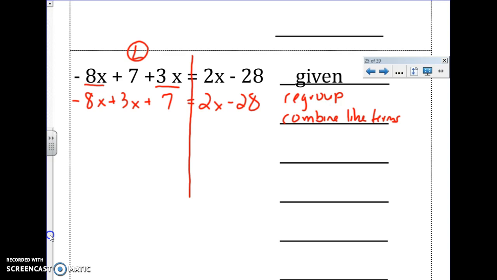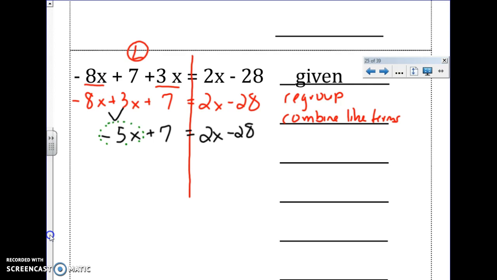Before you go ahead and move things to different sides and use the additive inverse, you want to simplify first. -8x plus 3x is -5x plus 7. Over here I still have 2x minus 28. And which x term is my smaller one? Well, 2 seems like a smaller number, but if you look at the -5, you'll notice hopefully that's negative, and so that one's actually the smaller one.